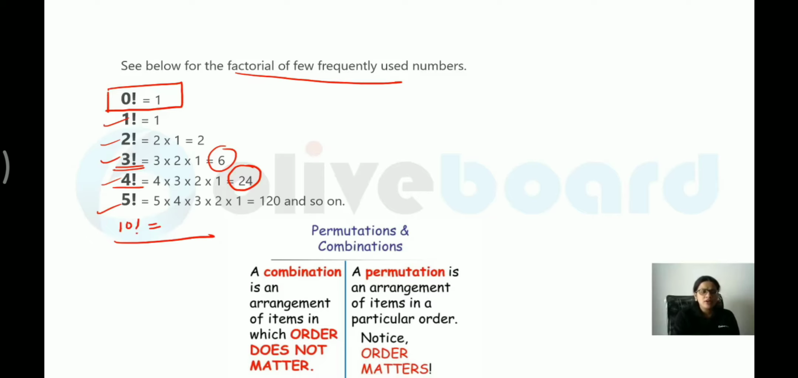Now, where will you use this factorial? It will be used in permutation and combination. What is the meaning of permutation? I have already told you, permutation is nothing but the arrangement of order. So arrangement is important over here, and order is also important in this case. Are you getting it?